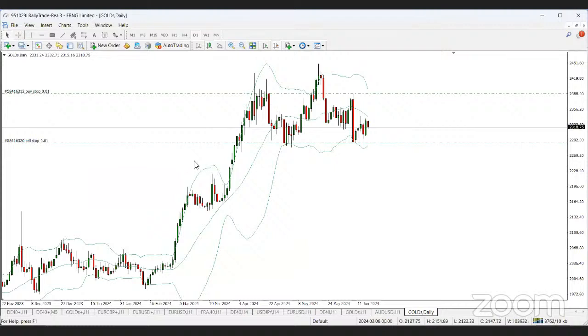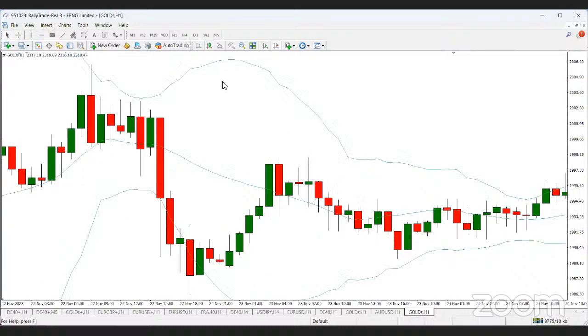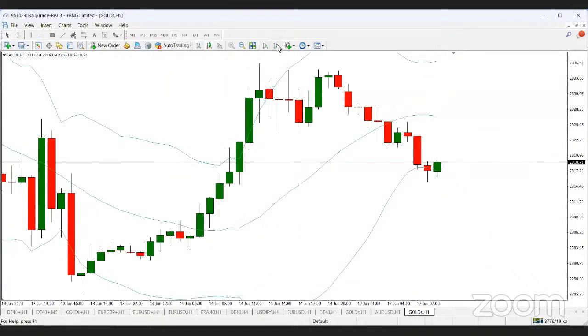I only trade bullish engulfing and bearish engulfing bars around the upper and lower bands, and it still gives me money. All right, so with this one, I'll be looking to buy and sell on H1 when I have a bullish and bearish engulfing bar around the upper and lower band.